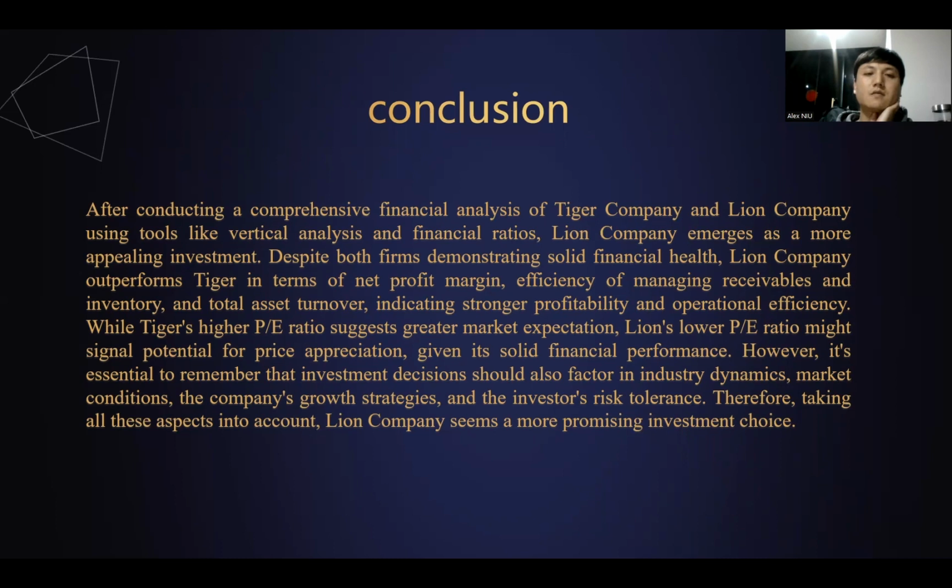Despite both firms demonstrating solid financial health, Lion company outperforms Tiger in terms of net profit margin, gross margin, receivables and inventory, and total asset turnover, indicating stronger profitability and operational efficiency.